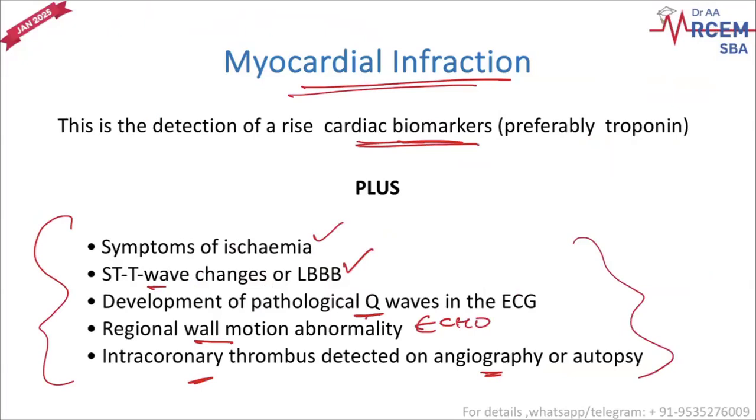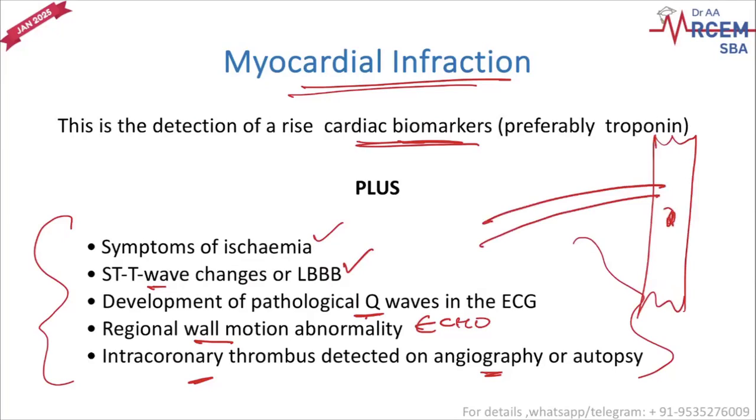So any of the following along with elevated cardiac biomarkers, if present, then we call it a myocardial infarction. What basically happens in a myocardial infarction? If this is a myocardial muscle, and this is a coronary artery, if this muscle doesn't get enough oxygen, at that point of time this muscle starts dying. That is known as infarction. The infarction can be in any part of the body.